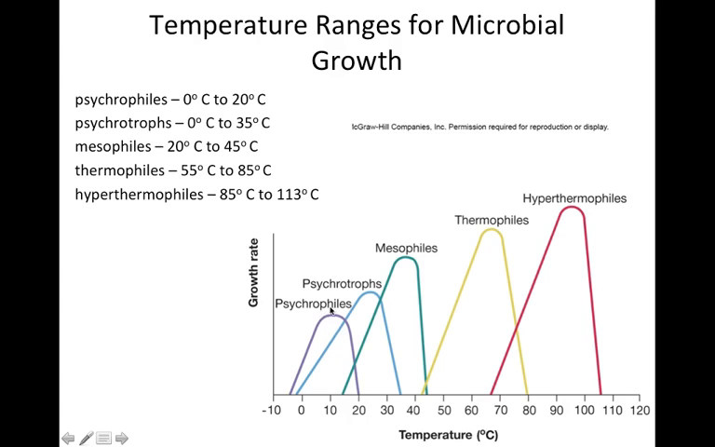So the psychrophiles, the middle of the window is close to 4 degrees, so in the fridge, maybe a little bit higher, but it can grow in the fridge. Mesophiles grow best at around 37 degrees, and so they would grow in our bodies quite well. So most human pathogens would be mesophiles. If they grow best around 60 or 65 degrees Celsius, they would be considered thermophiles, and if they grow at temperatures even higher, 90 or 100 degrees, they will be hyperthermophiles.